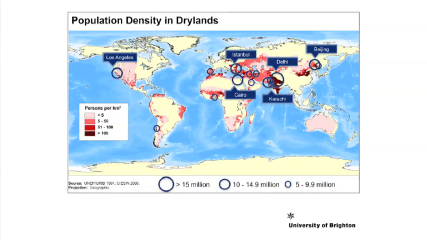I've put on this slide the locations of some of the major dryland cities with populations of more than 5 million. So places like Beijing, Delhi, Istanbul, Cairo, Karachi, Los Angeles are all in areas that experience, at the present day, moisture deficits. Now, fairly obviously, these populations need food and drinking water, so that requires an understanding of desert climates and how they have varied over time and how that might affect moisture availability.